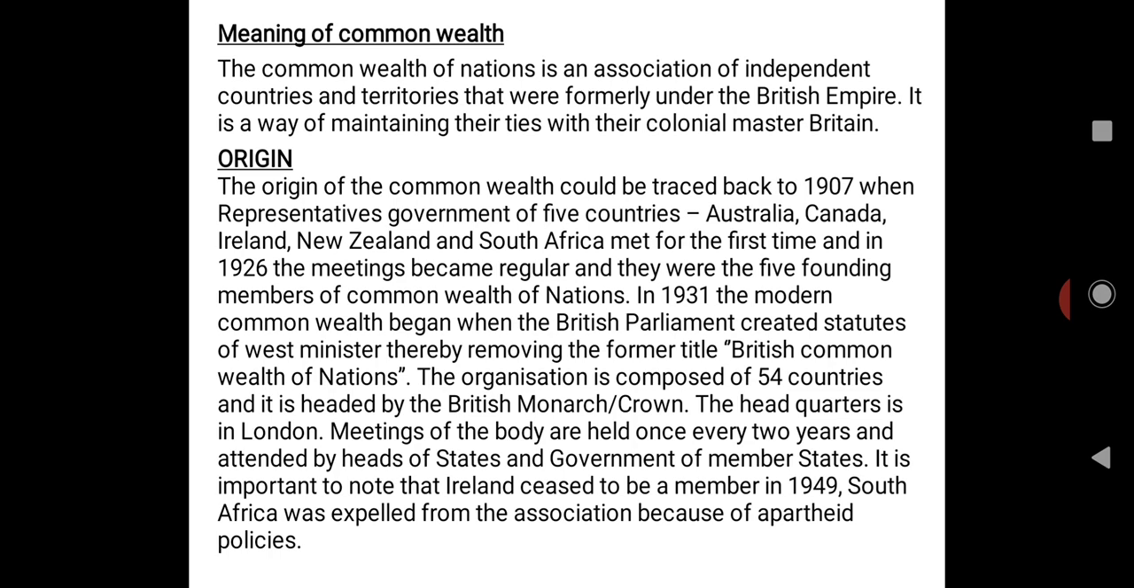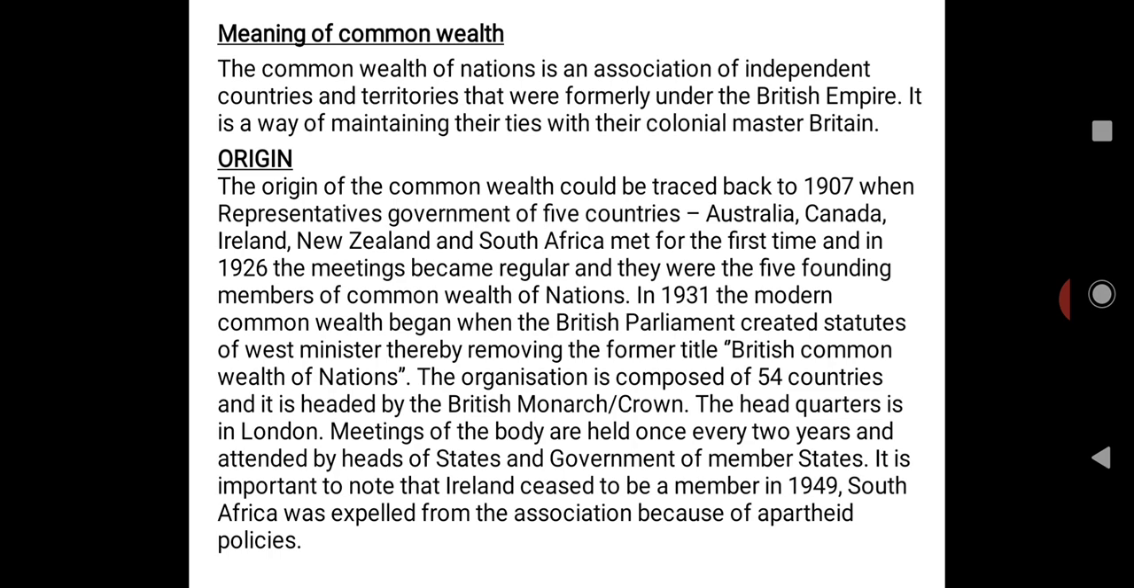You will agree with me that Britain colonized a lot of countries. Coming home in West African sub-region, Britain colonized 4 notable countries: Nigeria, Ghana, Gambia, Sierra Leone. She didn't stop there. She colonized more than 53 countries in the world. That makes them the colonial master. Now, let us look at the origin of Commonwealth of Nations.